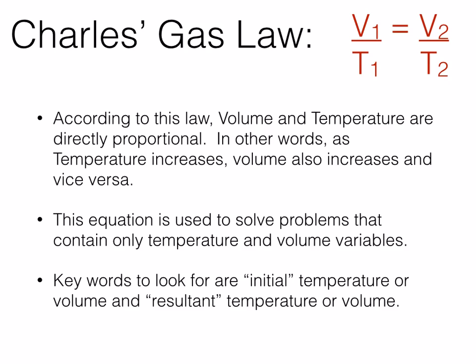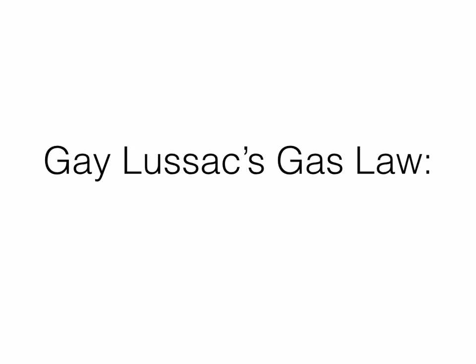The next equation that we're going to look at is Gay-Lussac's law. In this law, we've got an equation that involves two variables, pressure and temperature, and it looks like this. Pressure divided by temperature is equal to constant K. Now, this constant is something that we calculate ourselves, by taking the pressure and dividing it by the temperature.